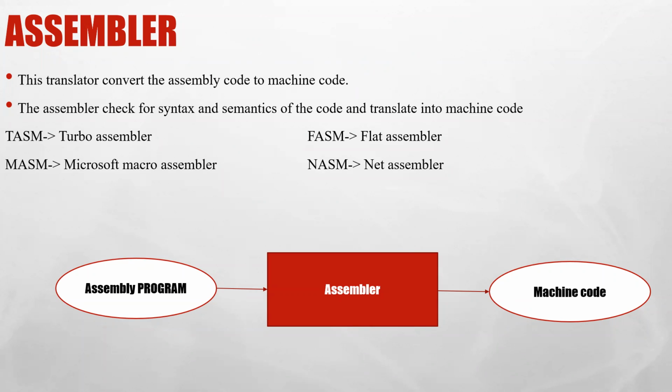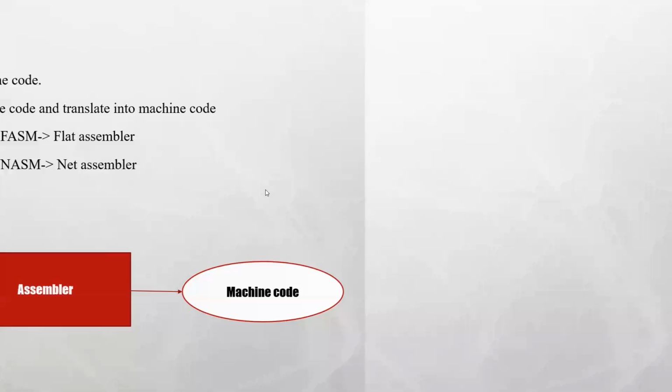The system software assembler will check for the syntax and semantics of a code and translate it into equivalent machine code, also known as object code. The following are the different kinds: TASM, FASM, MASM, and NASM. That is, Turbo Assembler, Flat Assembler, Microsoft Assembler, and Netwide Assembler. So this is what assembly level coding is.